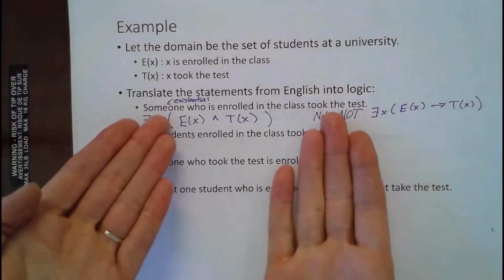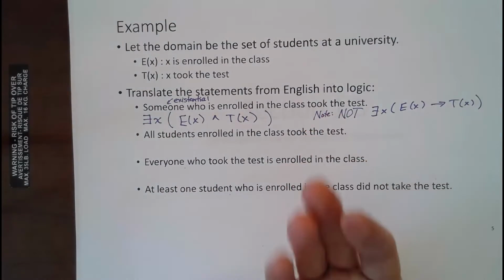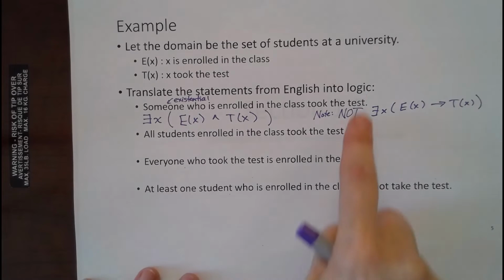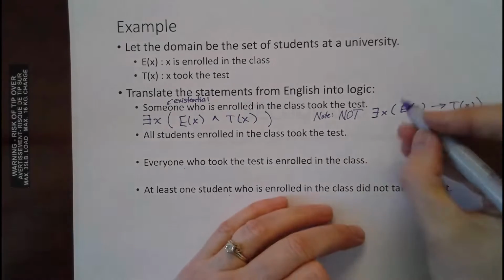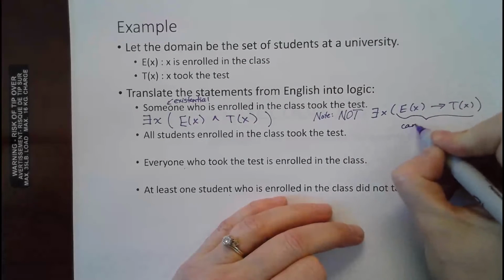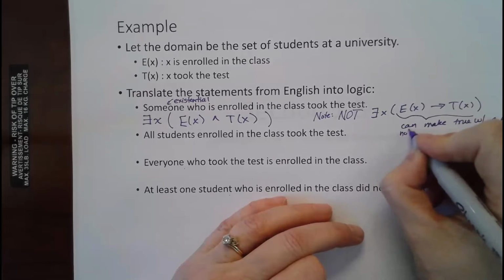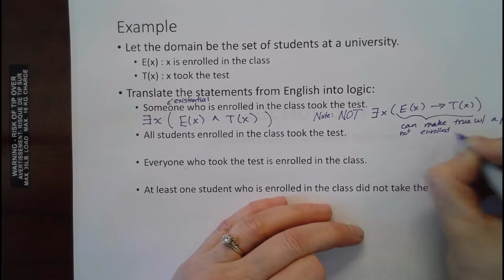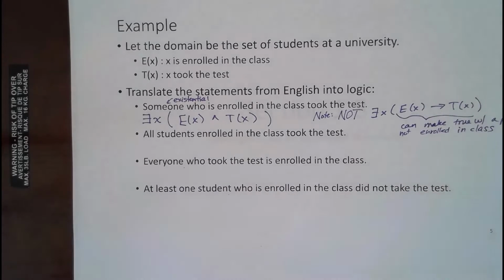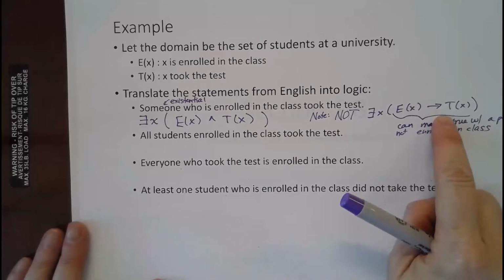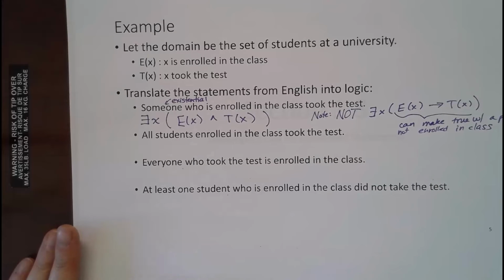And is that the idea we were trying to get across here? No, we were trying to get across the idea that there's someone who really is enrolled in the class that took the test. So this is not going to work. Okay, so I can make this true with a person, a student not enrolled in class. So it's not going to give me the same kind of truth value. It's very important that you use the and here and not the implication. Okay, so let's go to the next one.